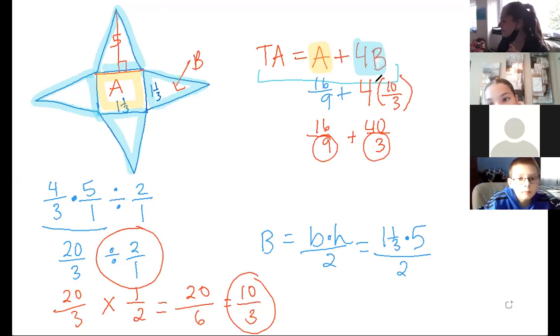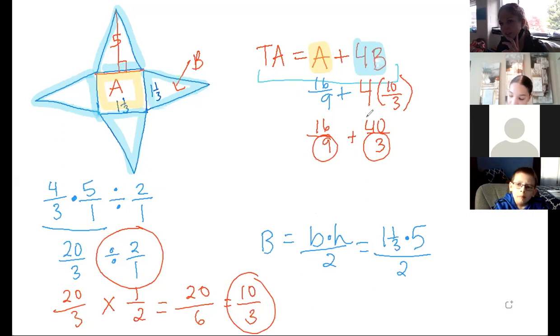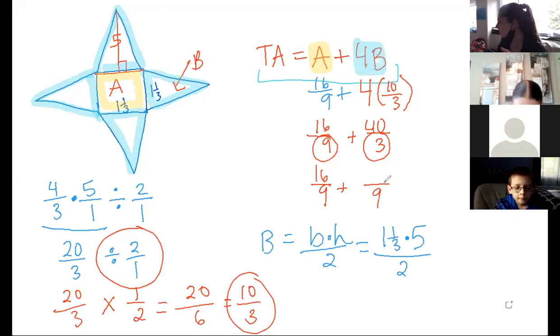Paige, I got 40/3 because you see this big 4 out front? What is 4 groups of 10? 40. So that's how I got 40/3. All right, we need common denominators. What's the common denominator between 9 and a 3? 9. Yes, so the first guy stays the same. So how would I change this term to become a denominator of 9? What factor would I multiply it by? Times 3, right? What's 40 times 3?